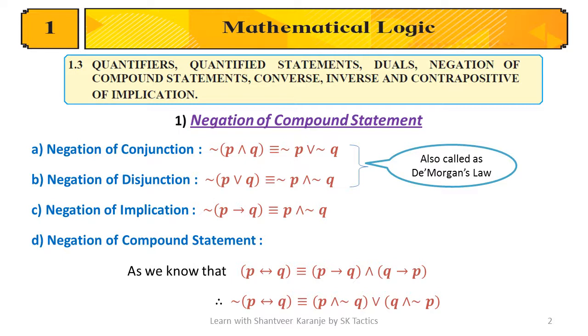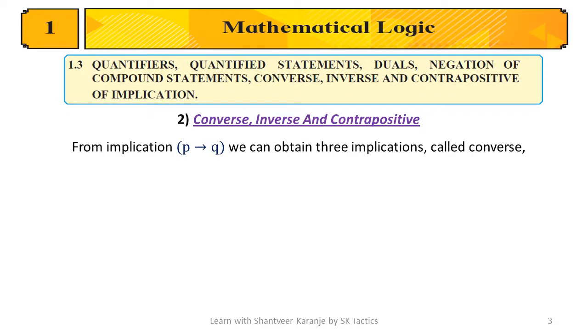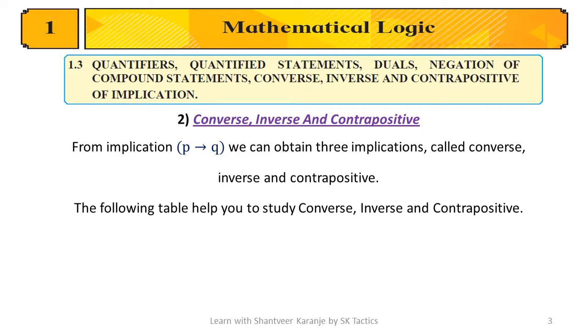Now we study converse, inverse, and contrapositive of implication. What is meant by converse, inverse, and contrapositive? These concepts belong to the implication sign. For implication P implies Q, we can obtain three implications called converse, inverse, and contrapositive. The following table helps you to study them.